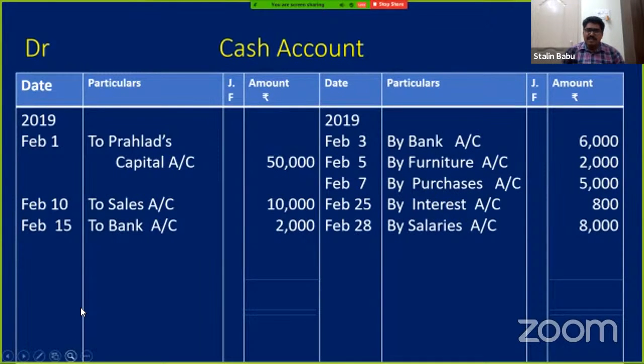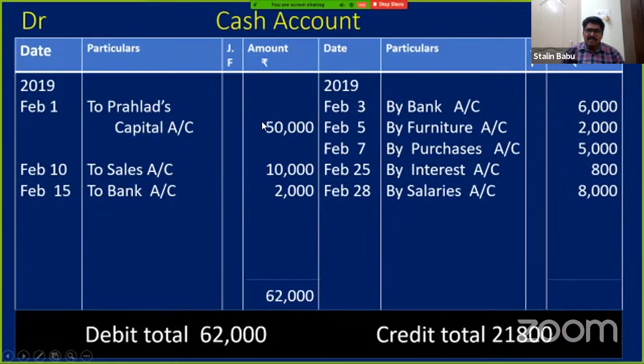So what is the total here? On the debit side, total is 62,000 and the credit side total is 21,800. So for the balance, we have to find the debit side total and credit side total. Which side shows more amount? Debit side. So we write the highest side amount, that is the debit side amount column.